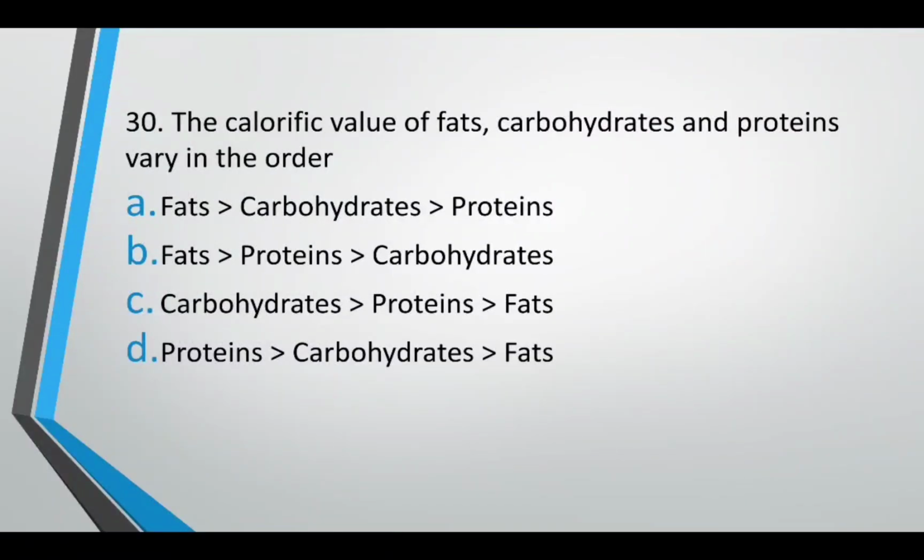The calorific value of fat, carbohydrates and proteins vary in the order: fat followed by carbohydrate then protein, or fat followed by protein, carbohydrate, or carbohydrate followed by protein, fat, or proteins followed by carbohydrate and fat. The correct answer is option B. Fat has the highest calorific value followed by protein and finally carbohydrates. So those are the MCQs from this chapter.